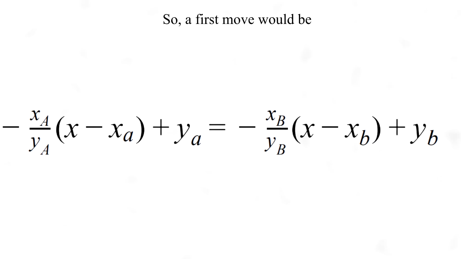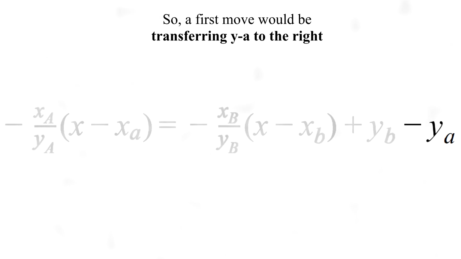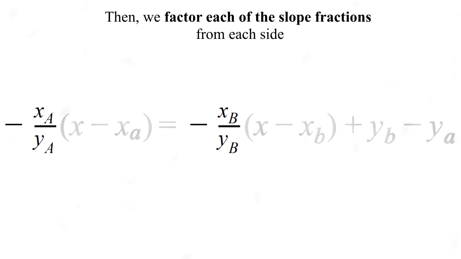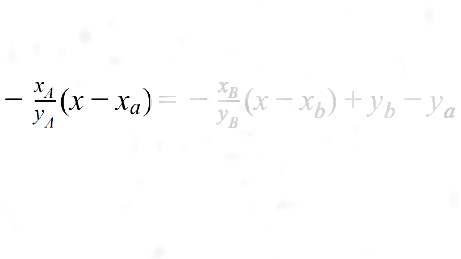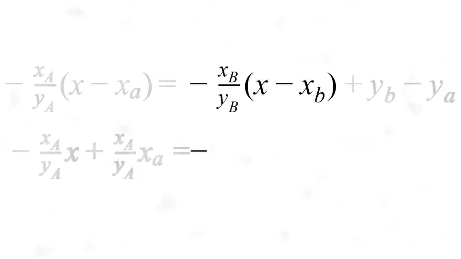So, a first move would be transferring y sub a to the right, and then we factor each of the slope fractions from each side, where the left factor goes by negative x big A over y big A times x plus x big A over y big A times x sub a, and the right factor goes by negative x big B over y big B times x plus x big B over y big B times x sub b.